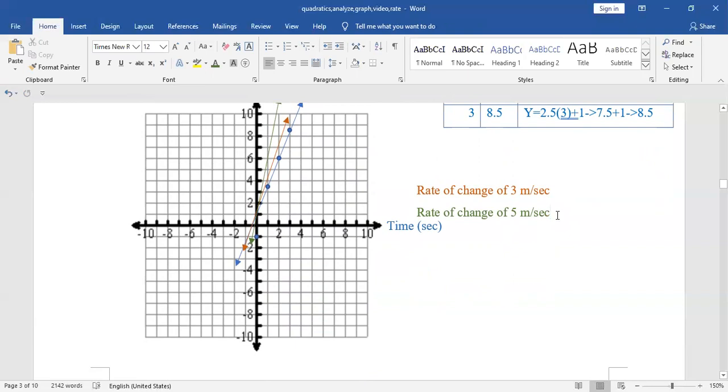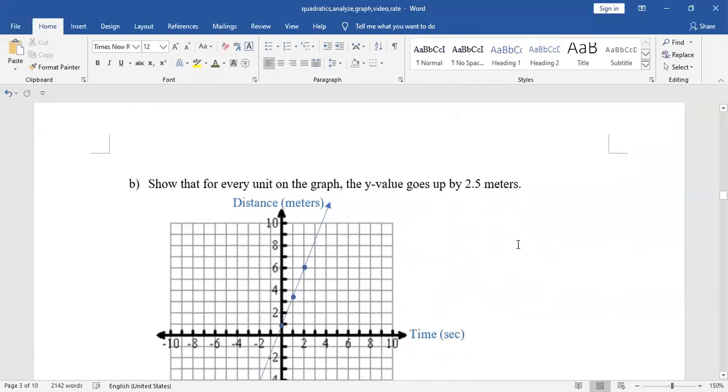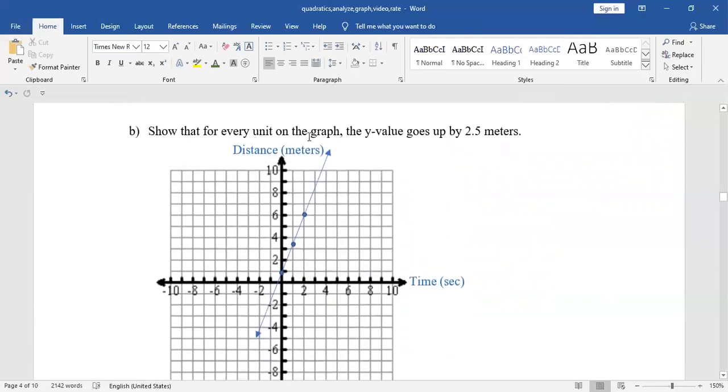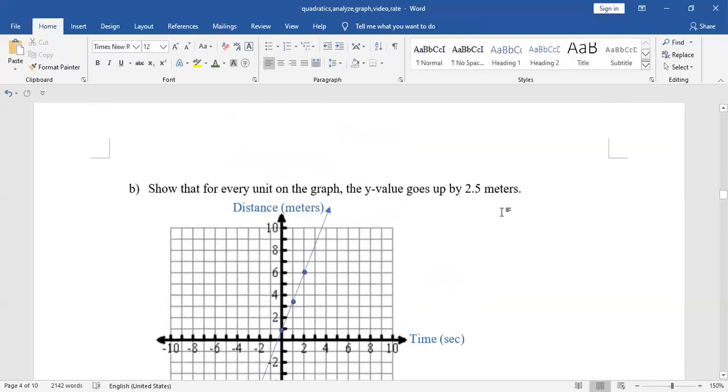So rate of change is a number. In a graph, that rate of change number is called a slope. So let's take a look now at how to study that. So show that for every unit on the graph, the y value goes up by 2.5 meters. So this is our original graph from Mr. Snickerdoodle. And I'm going to go ahead and write the equation down so that we can have it to look at again right here.